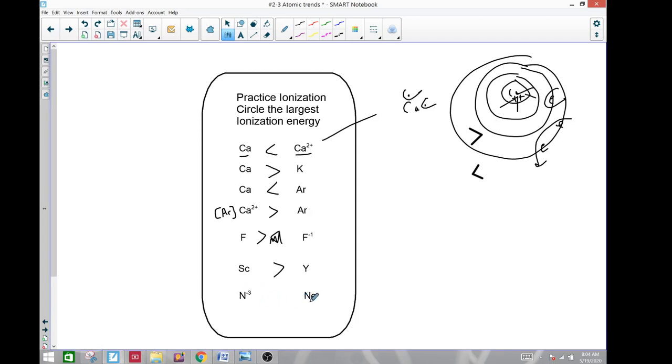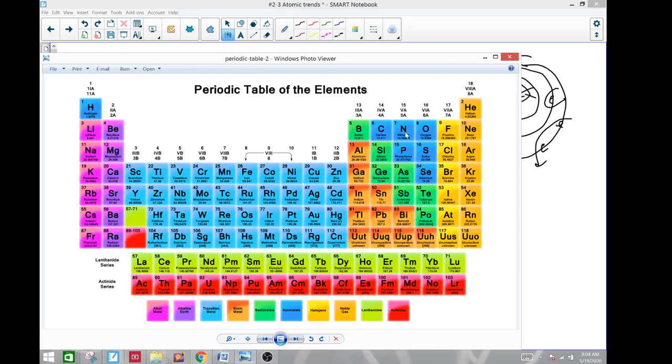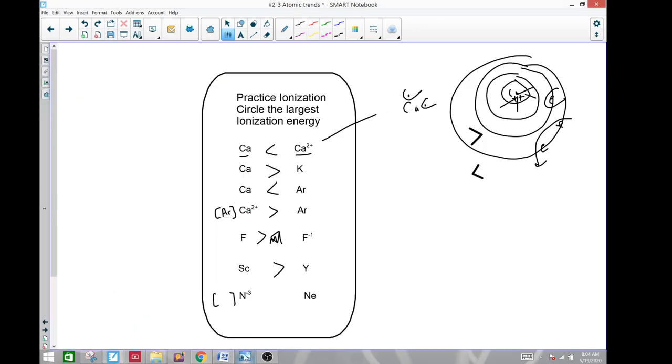Nitride versus neon. Okay, so that seems strange, but what's nitride isoelectronic with? Then we'll compare that to this one. So nitrogen gained 3 electrons, so it's isoelectronic with neon. Same number of energy levels, but the neon's got more protons. So this guy would be smaller because of more protons, more Coulombic attraction.